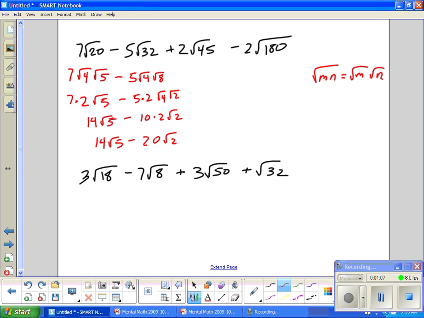So far, no like terms. Square root of 5 and square root of 2 aren't the same. 45, we should catch as square root of 9, square root of 5. And I get 6 square root of 5. Now I have some like terms. 180. All right. Again, I think the one I would personally see is 9 and 20 first.